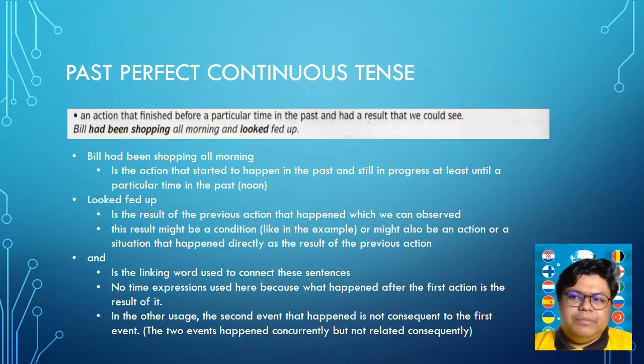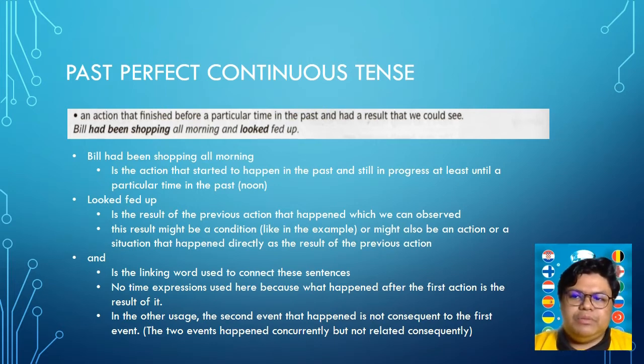Okay, contohnya Bill had been shopping all morning. Okay, so that's the action. All morning is the particular time. Okay, and looked fed up. Looked fed up, maksudnya dia nampak bengang macam tu. Dia nampak marah, kelihatan marah. So itu adalah hasil dia. Dia shopping pagi, sepanjang pagi dia shopping. So hasil dia, dia kelihatan marah.